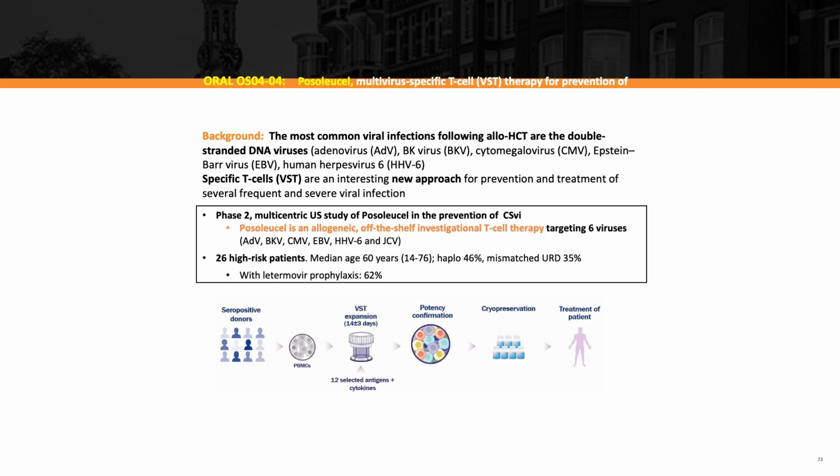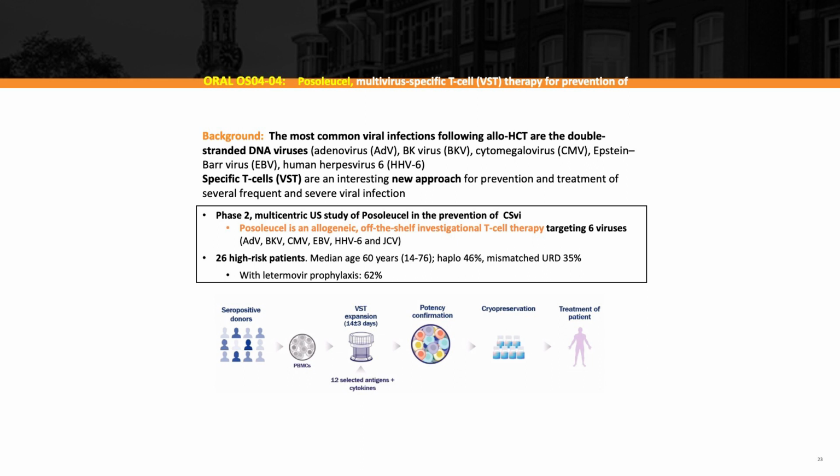This is, I think, the last study about virus. This is posoleucel. This is a multi-specific T-cell product therapy for the prevention of complications in allogeneic stem cell transplant patients. You know that many viruses affect our patients. The most important are shown in the slide. And their specific T-cells have been shown in other studies that the treatment can improve the course or prevent infection.